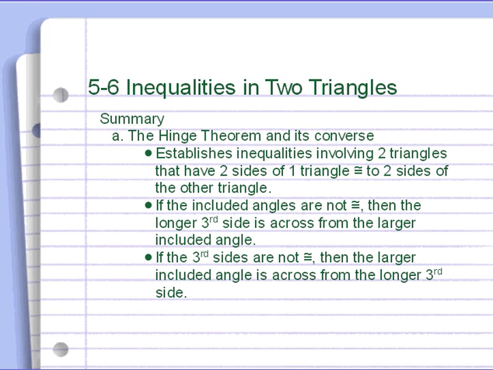And we're done here. So we looked at the Hinge theorem and its converse, and both of those establish inequalities involving two triangles that have two sides of one triangle congruent to two sides of another triangle. If the included angles are not congruent, then the longer third side is across from the larger included angle. If the third sides are not congruent, now these are angles, now we're sides, then the larger included angle is across from the longer side. So very similar to what we've been doing last lesson. Good luck. Any questions, class, and thanks.